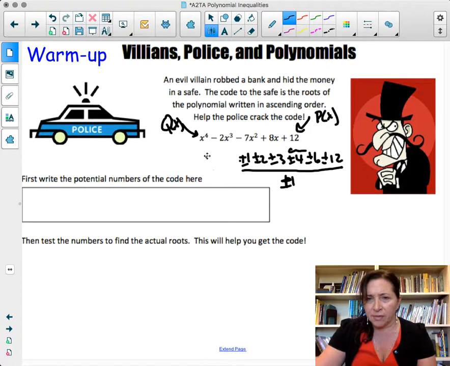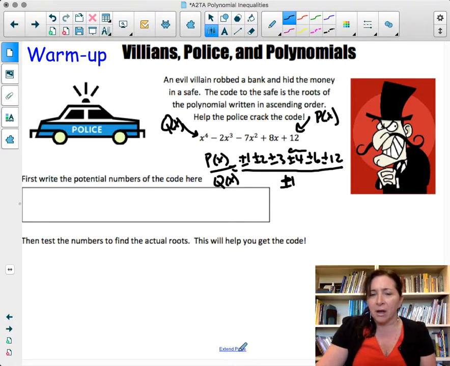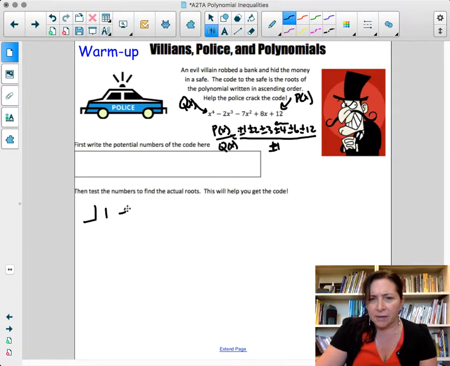And so this is your p of x divided by your q of x. And all this does basically is it tells me the different values that I could divide into this polynomial equation. So the first thing I'm going to try is synthetic division. So we're going to go 1, negative 2, negative 7, 8, and 12.